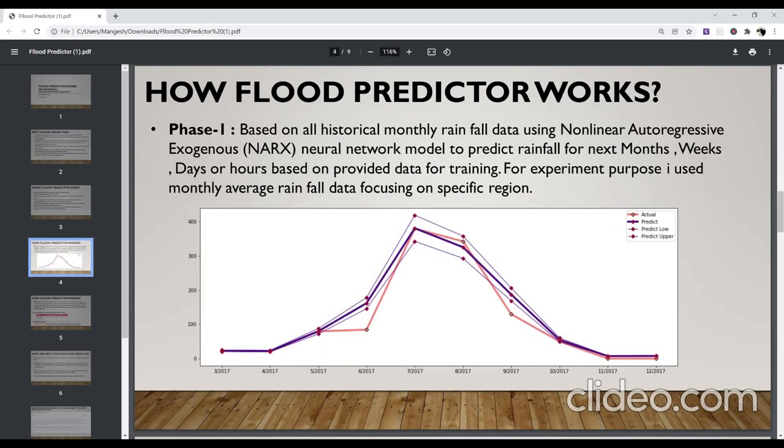Non-linear autoregression, an NAR neural network model, is used to predict the rainfall for the next months. For the purpose of this POC, I used monthly data, but we can use weeks, days, or hours data as well. Over here, you can see that the pink line shows the actual rainfall data, whereas the dark blue line shows the predicted rainfall data. The two thin lines are used for the upper and lower bound, which is plus or minus 10% around the predicted values.